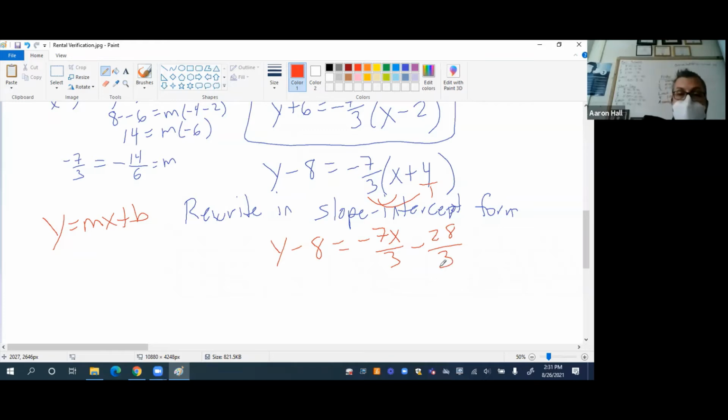Add 8 to both sides. So that's going to give me y equals negative 7x thirds minus 28 thirds plus 8. Are we done?